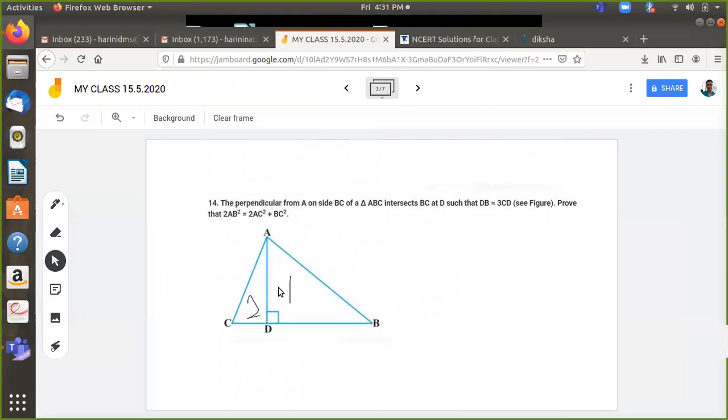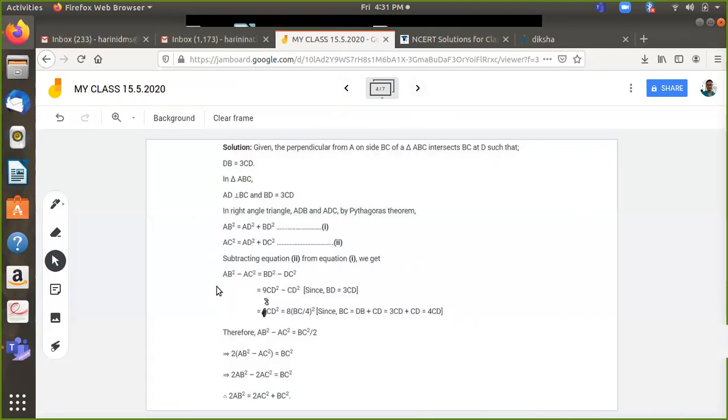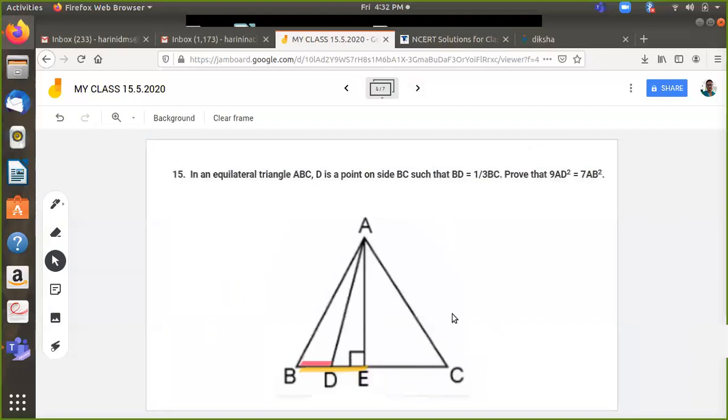So using the Pythagoras 2 times in these two triangles and making the rearrangements with what is given to me, writing BC in terms of CD and BD, we are doing all the rearrangements there to get your AB and AC in terms of BC square. Once that is done, you are just doing a little transposition of your equation to get the required result. So that was your problem number 14. Now we will go to our problem number 15.